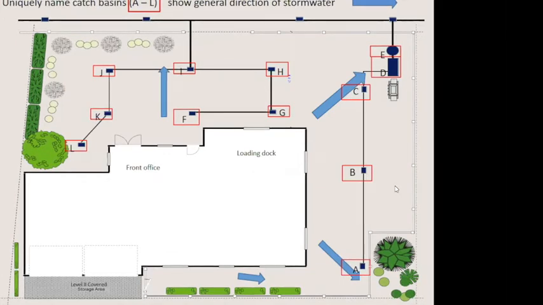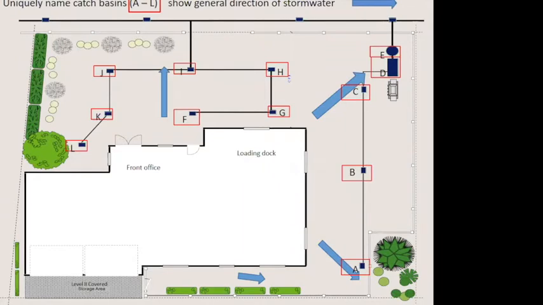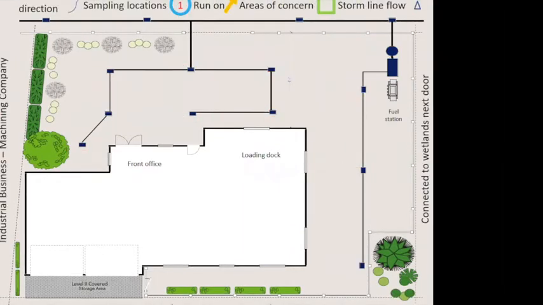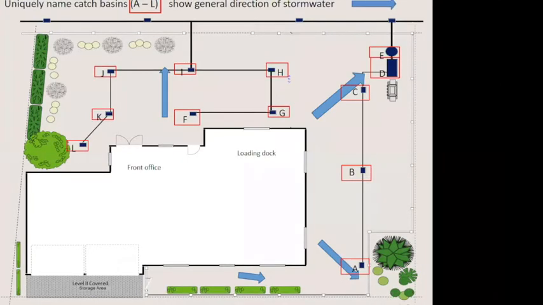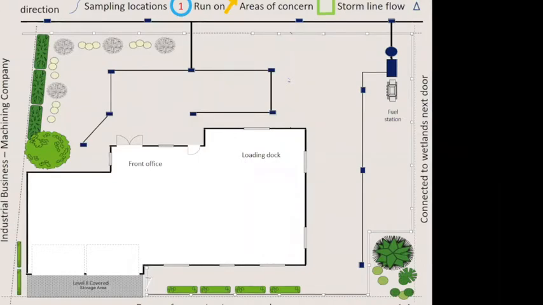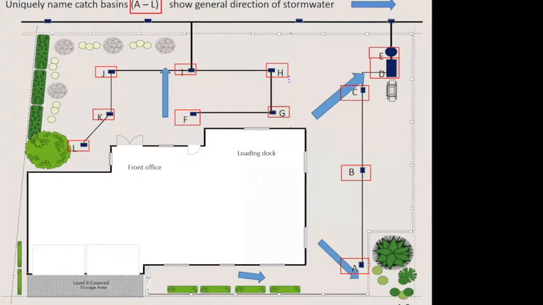Anything else that you might think of putting on this map? Okay, let's go on to the next. Oh, sorry, go ahead. Any kind of arrows for run-on water and also showing potential water draining into the wetlands? Sure, yeah, that's great. And someone said sampling points. Okay, good.